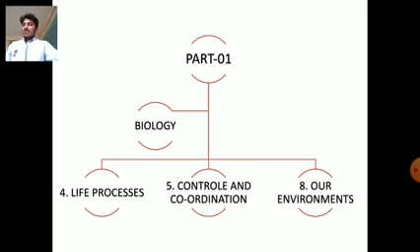In this chapter, we learn about animals, how the nervous system works in our human body, the reflex arc and the brain. The next chapter is our environment. In this chapter, we learn about how ecosystems work and how the food chain occurs, and how the food chain is maintained.